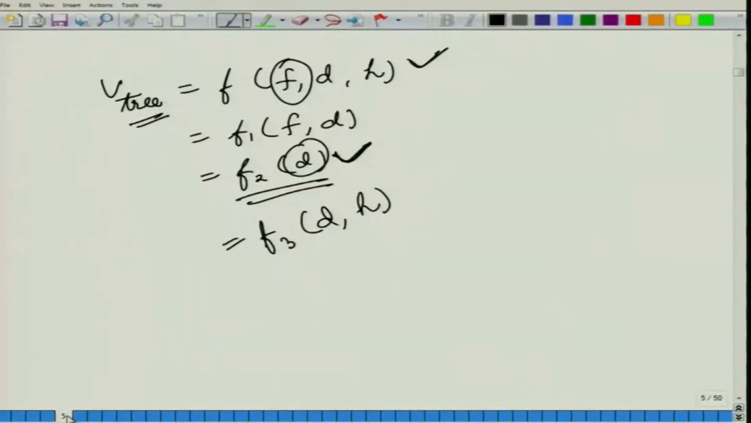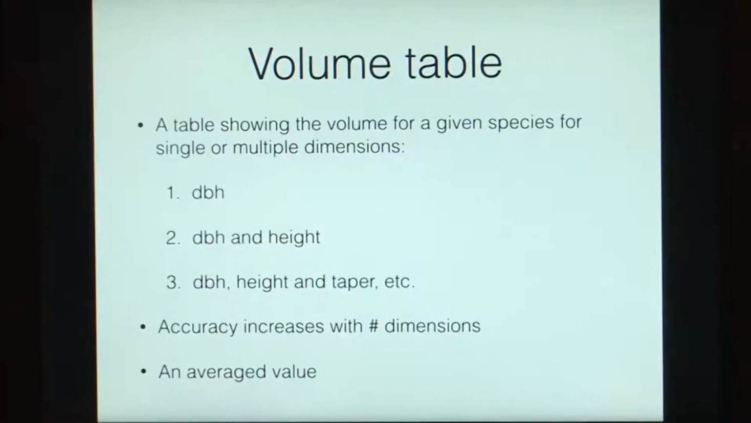So, we can even remove the f and just write it as a function of diameter and height. Moving back to the slides now. Here it says that it can give it to you as a function of just the diameter and the height, or the diameter, height and taper, or any n number of factors. Accuracy increases with the increase in the number of dimensions.